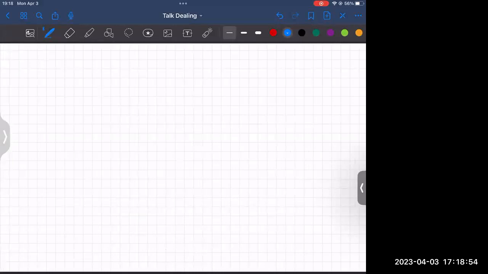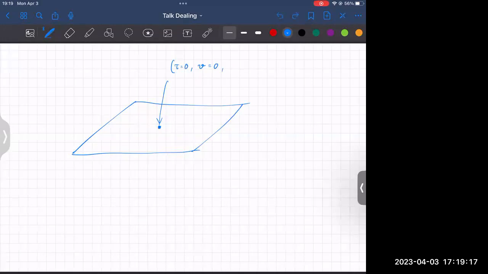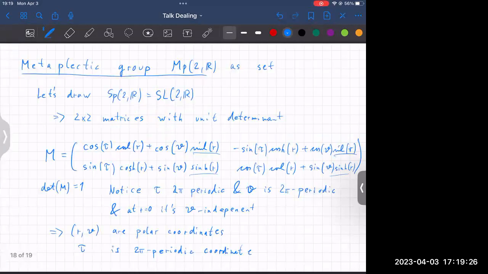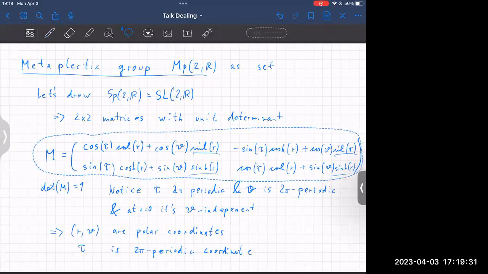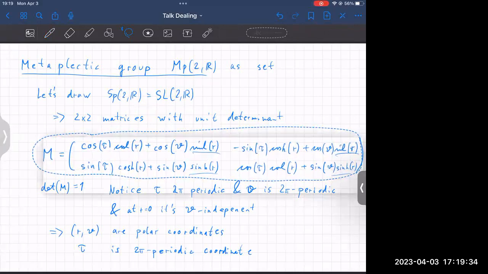We have a plane where essentially we have some origin, where the origin corresponds to tau equal to 0, r equal to 0, and theta is arbitrary, it doesn't matter. And if you copy this formula and check the entries, you will see that this corresponds to the identity.